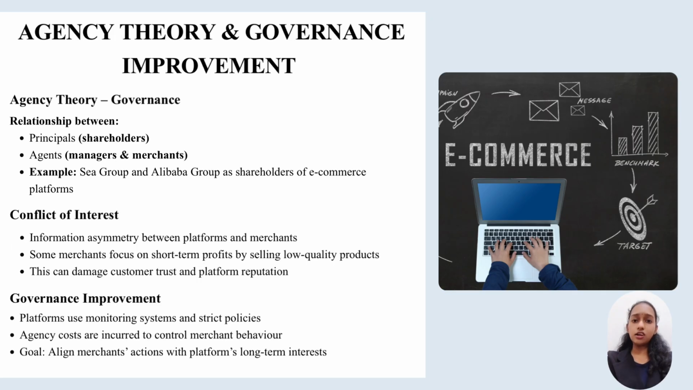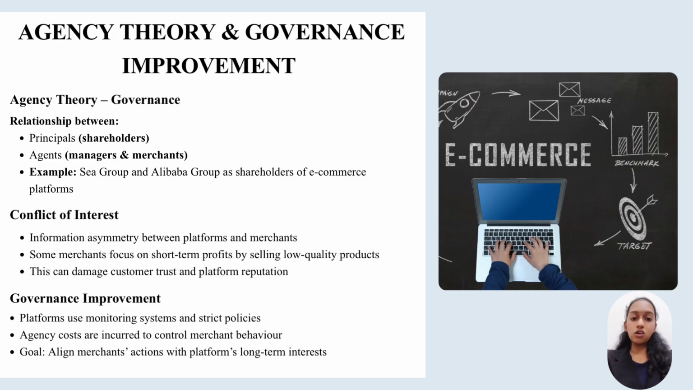Next is agency theory and governance improvement in e-commerce platforms. Agency theory explains the relationship between principals and agents. In this case, the principals are shareholders such as Sea Group and Alibaba Group, while the agents are managers and the third-party merchants. A major issue is conflict of interest caused by information asymmetry.